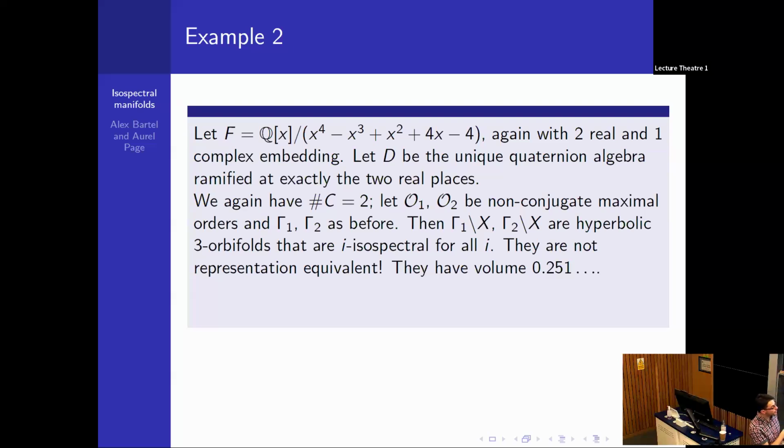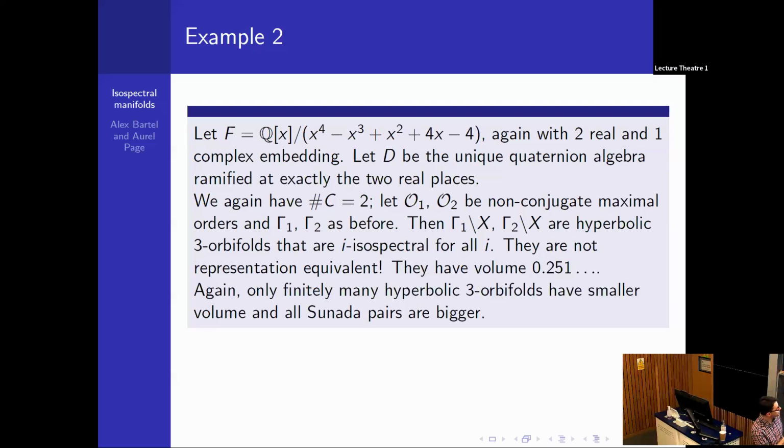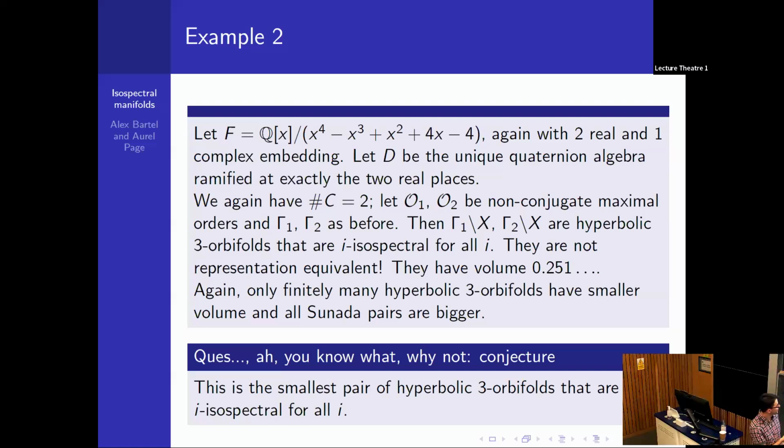And these have volume 0.251, once again below the accumulation point. So again, there are only finitely many hyperbolic orbifolds of smaller volumes. And still, even though it's a little bit bigger than the previous one, Sunada cannot beat this ever, provably. So perhaps this is the smallest pair of hyperbolic orbifolds that are isospectral for all l. And you know the rules.